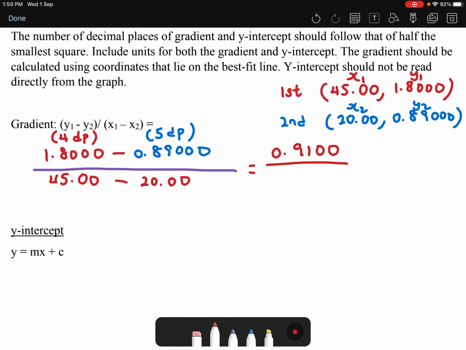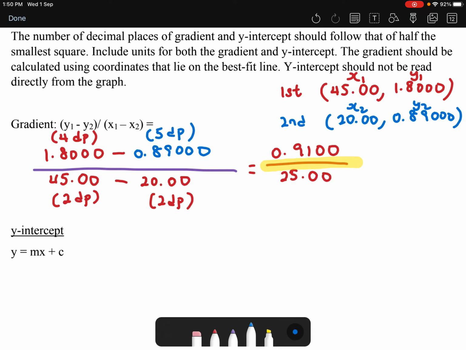Okay, now we move on to the denominator. This is also minus, so we follow the least dp. This is 2 dp, and this is also 2 dp, so nothing to choose, just put in terms of 2 dp. So 45 minus 20, you should get roughly 25.00.